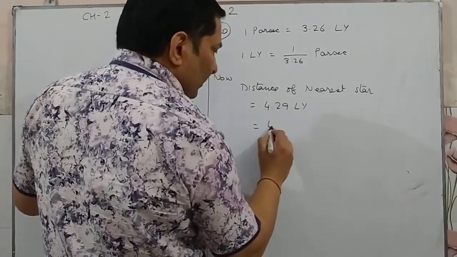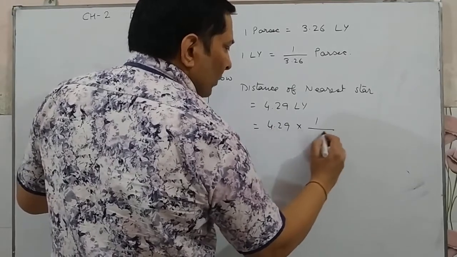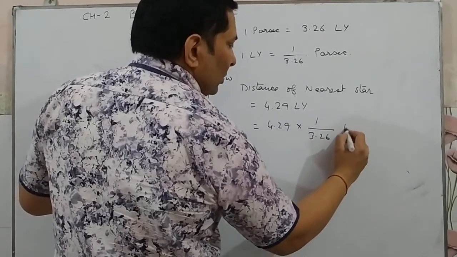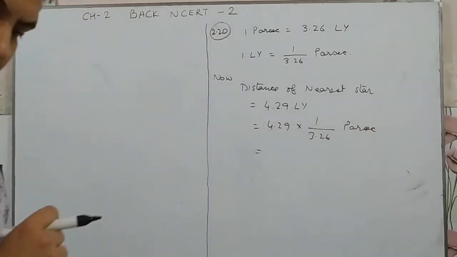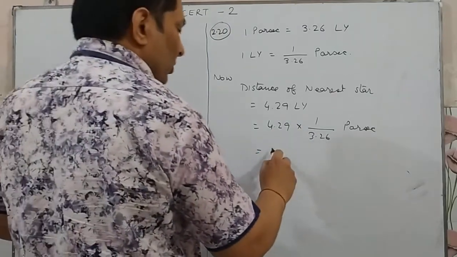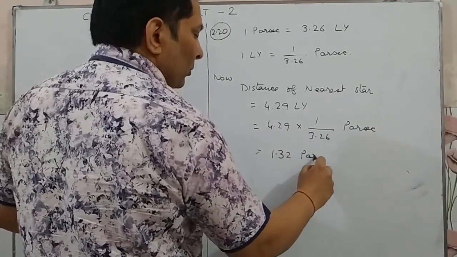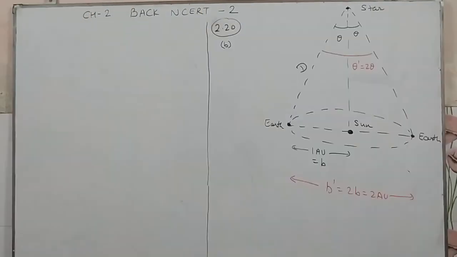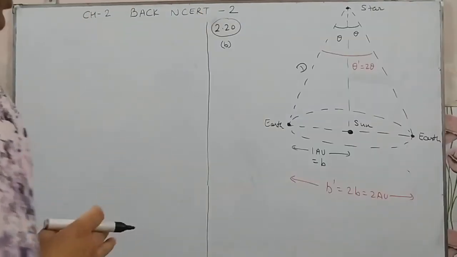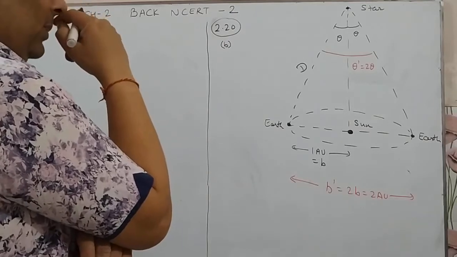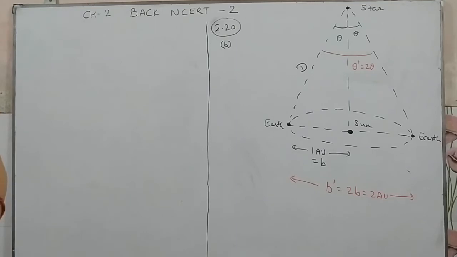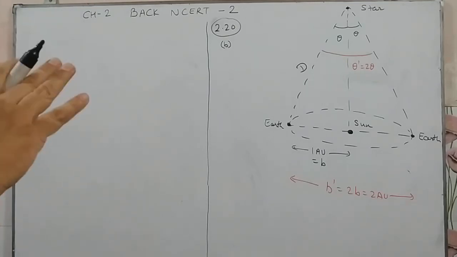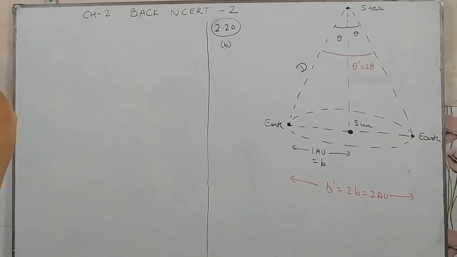This can be written as 4.29 into 1 upon 3.26 parsec. Doing this division, the result comes out to be approximately 1.32 parsec. Now we are discussing the second part of question number 20, where they had told us to find out how much parallax this star, Alpha Centauri, will show, which is viewed from 2 different locations of the Earth 6 months apart in its orbit around the Sun.